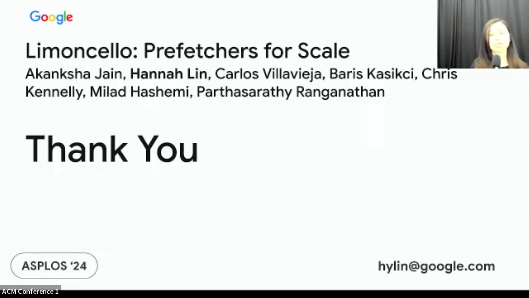For Limoncello, our soft Limoncello, we're not inserting the prefetches with compilers. That's definitely something that could be done, but we are doing the software prefetching manually. So these are inserted by developers.